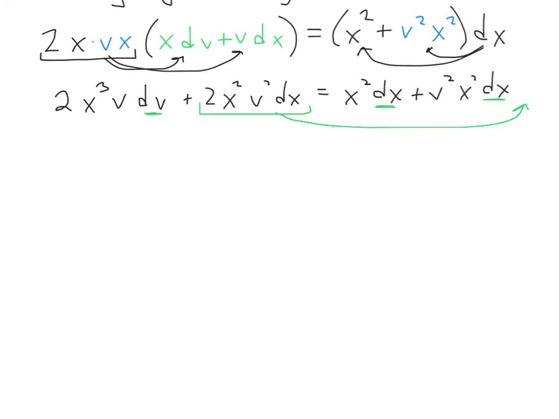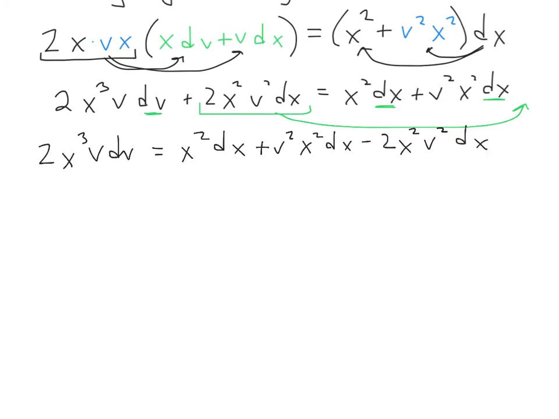So let's see here. That gives me 2x cubed v dv equals x squared dx plus v squared x squared dx minus 2x squared v squared dx. All right, so now I've sort of declared that the right side is the x side and the left side is the v side. So in theory, I need to get all the v's on the right over to the left and all of the x's on the left over to the right.